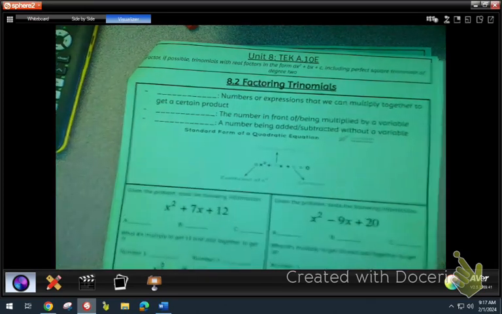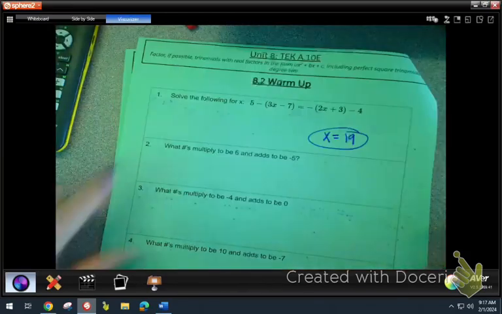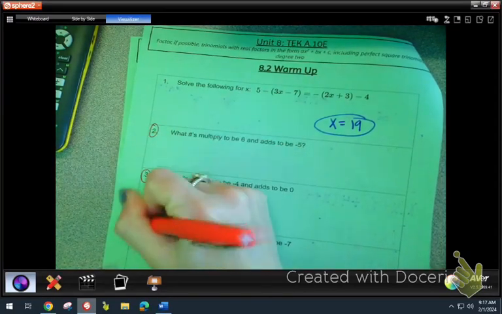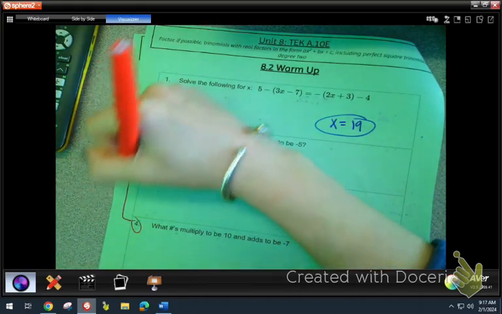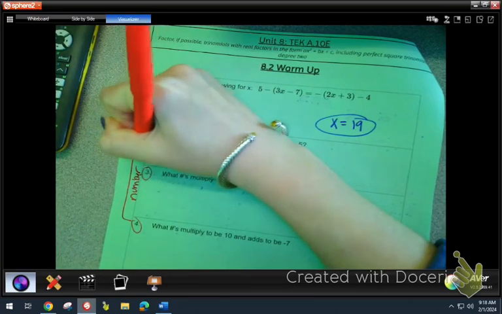Page 7. You're on page 6, so you need to move. Oh, actually, wait. Go back to page 6. Just kidding. I want to talk about these. I want to talk about 2, 3, and 4. Okay? Here's what I call 2, 3, and 4. These types of problems I call number puzzles. Okay?